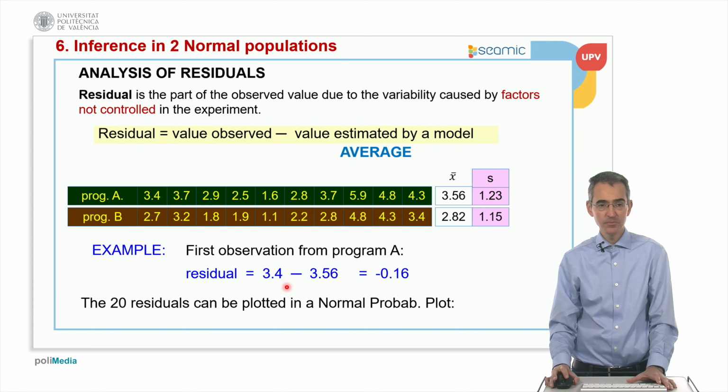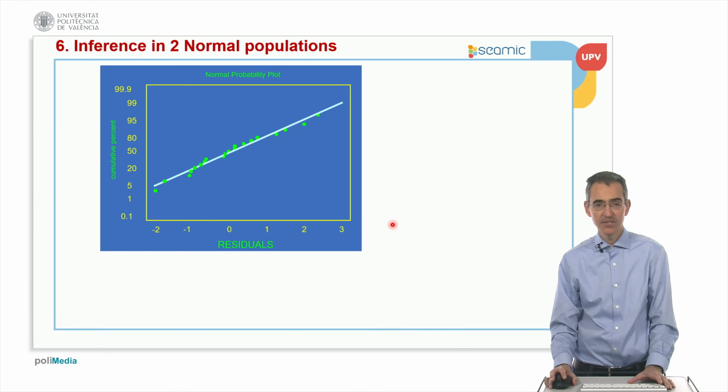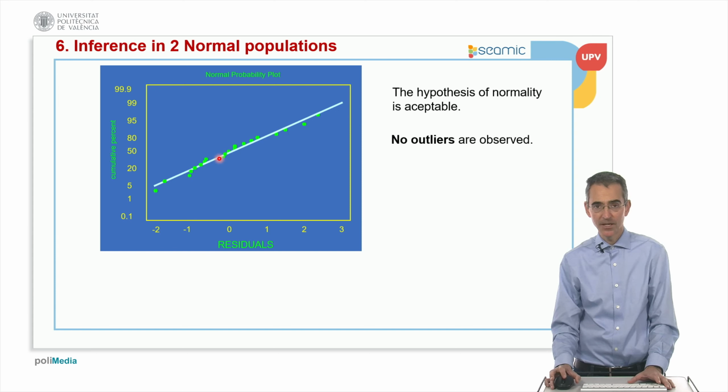Now, when I compute the 20 residuals, 10 from the first program and 10 residuals for the second program, I can plot the 20 residuals in a single normal probability plot, which is this one. This plot is more powerful to find outliers. In this case, there are none, because the maximum point fits pretty well to the straight line and the minimum value the same. The points fit the line, so the hypothesis of normality makes sense. It can be assumed. No outliers are observed.